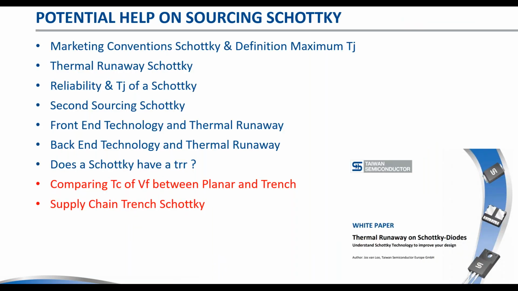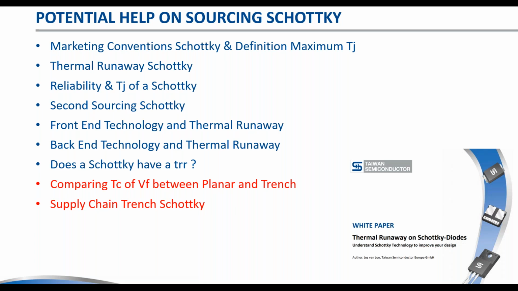We have help you can download from our website, but I'm just putting the highlights here to tell you what's available on potential help on sourcing these Schottky diodes. A couple of things here: the marketing conventions on Schottky and the definition of maximum TJ. Suppliers have some liberty here. Of course, you want the maximum TJ to be linked to high temperature reverse bias testing or at least AEC-Q and that type of thing. But in general, barrier materials are grouped in 150 degrees C or 175 degrees C groups, and there is some liberty in doing that.